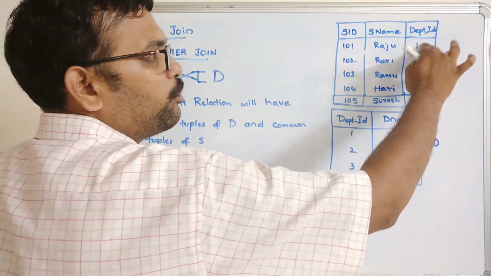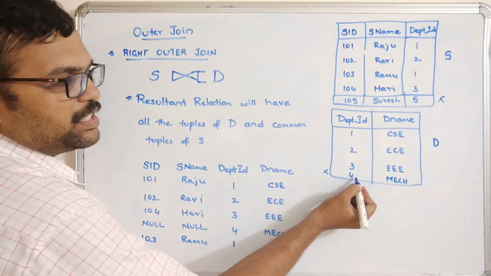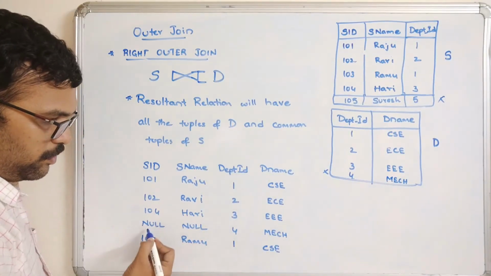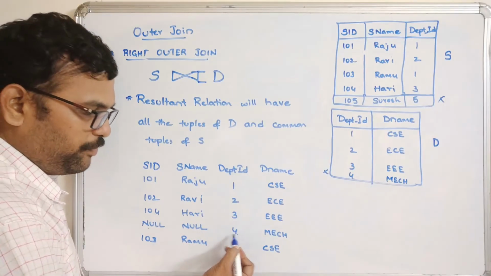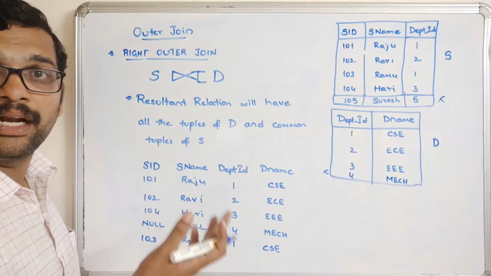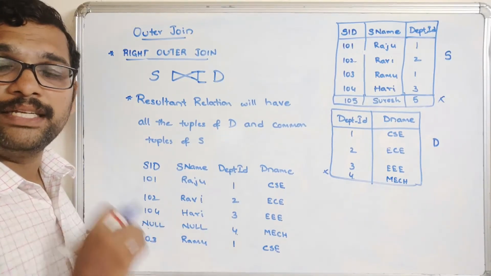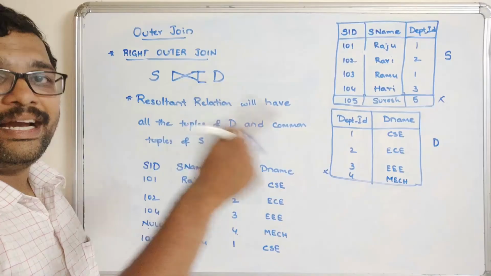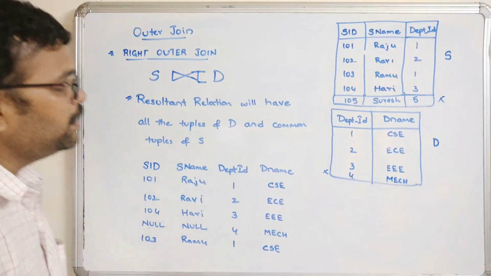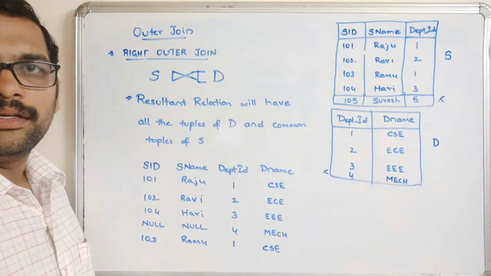What are the common things? 1, 2 and 3. So here we are not having any student associated with the department 4. That's why student ID and student name for department ID 4 will be padded with null, similar to what we have done in the left outer join. So here we have to consider all the tuples of the right side relation and common tuples of the left side relation. So this is how we apply the right outer join. Hope you understood this one.